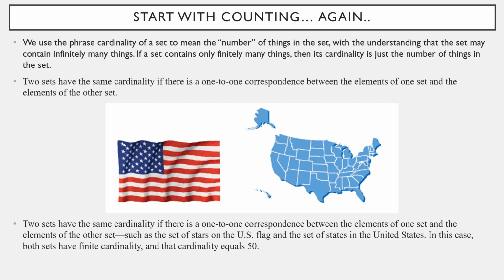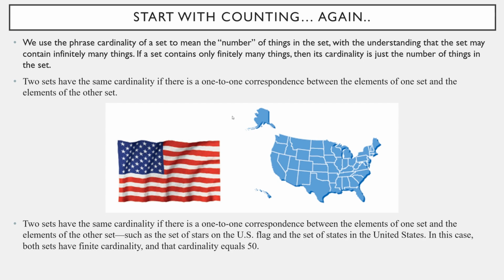For example, star 1 maps to Alaska, star 2 maps to Washington, star 3 to Oregon, star 4 to California, and so on. In this case, both sets have finite cardinality, and the cardinality of those sets equals 50. They're both the same number of elements, so there can be a one-to-one correspondence between them. But now what we're going to talk about is what happens if the cardinality of sets is infinite, so they have infinitely many objects in them.